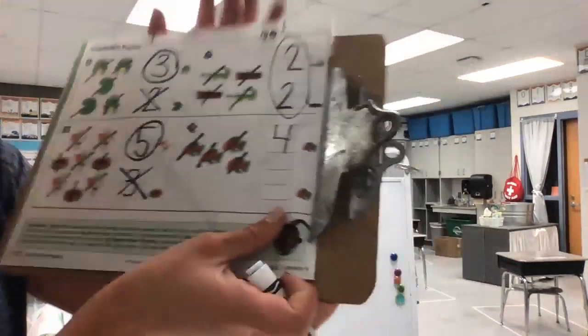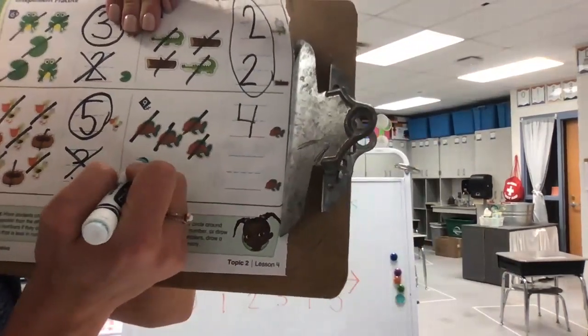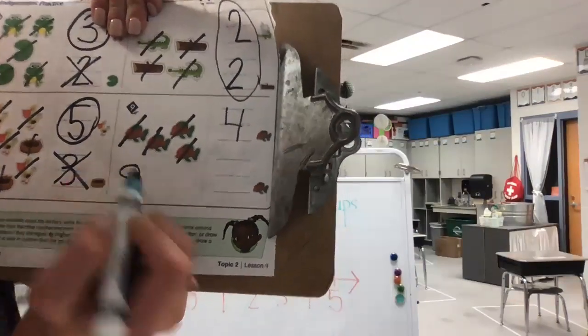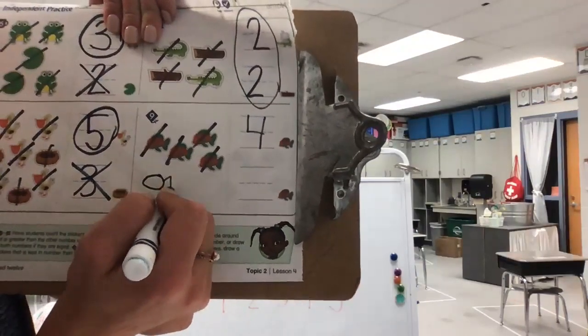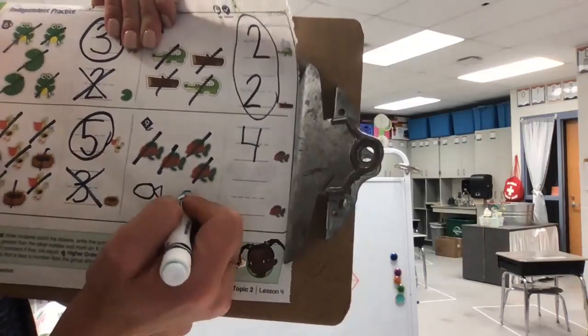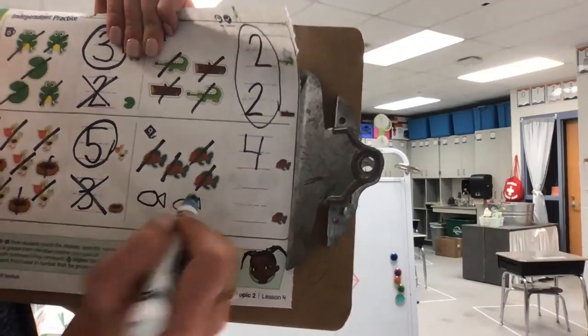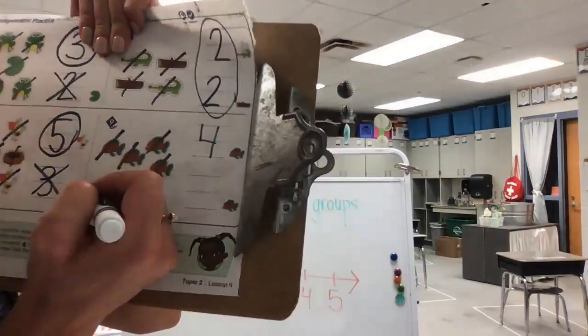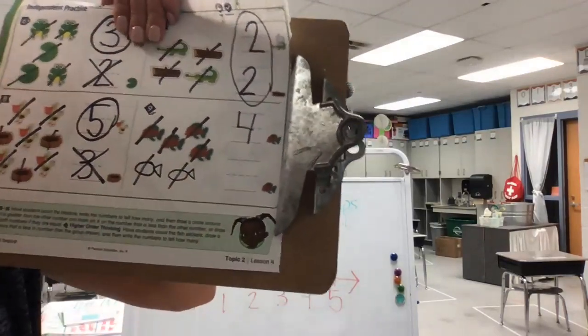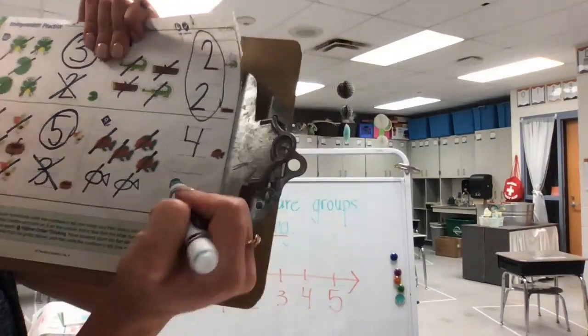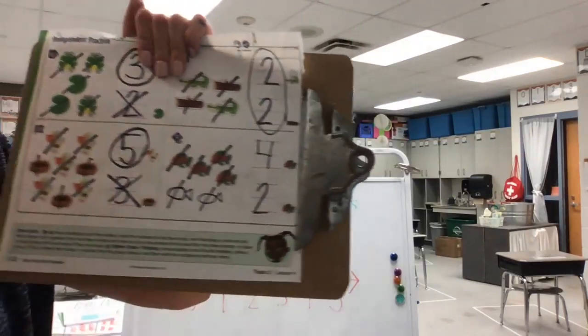So when we draw our fish shape, it's kind of like putting an oval with a triangle. So we have 1, 2. I'm going to count that 1, 2 and mark them out to make sure I have them both. And then I'm going to write a 2 on the line.